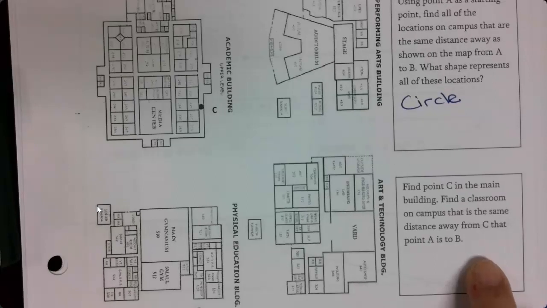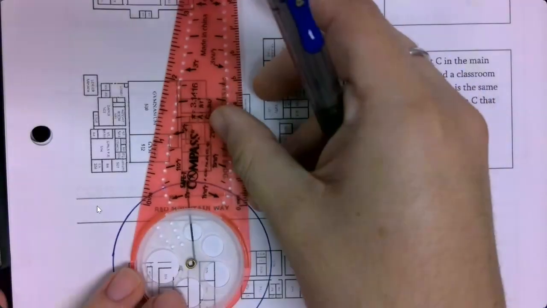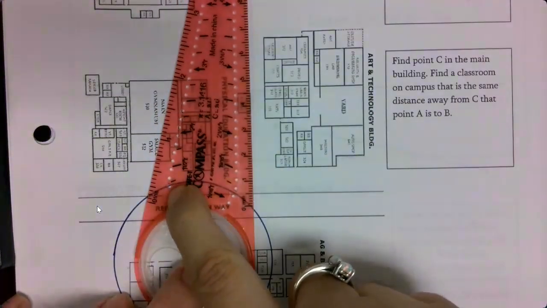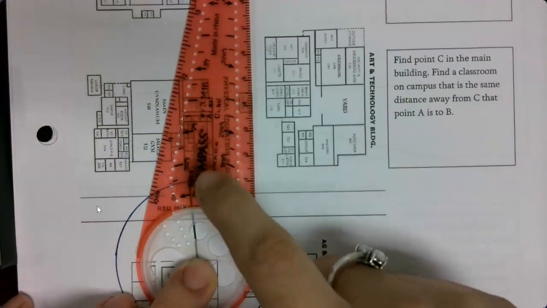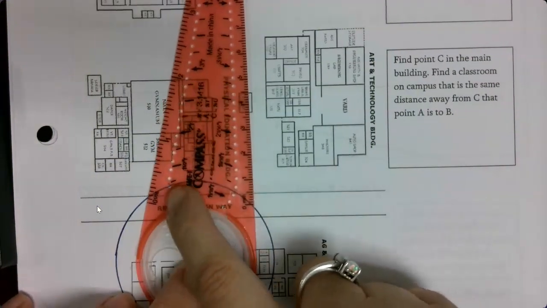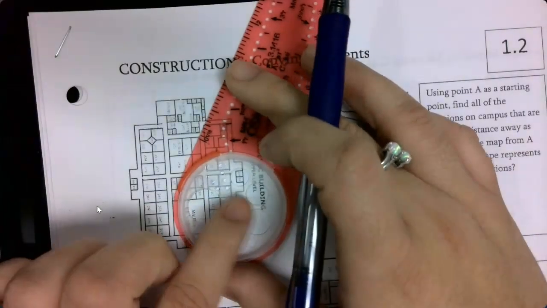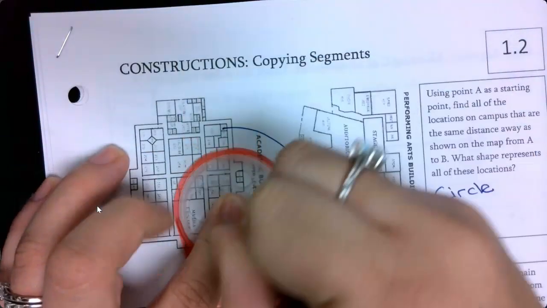Okay. So my next thing wants me to find point C in the main building and find a classroom on campus that is the same distance away from C that point A is to B. So the way I'm going to do this is I'm going to line this back up and note which circle I used. So I used the third, right? Or is that fourth? Fourth one on my left. So I'm going to put my golden piece on my C, and then I'm going to use my fourth one on the left, and I'm going to draw a circle again.